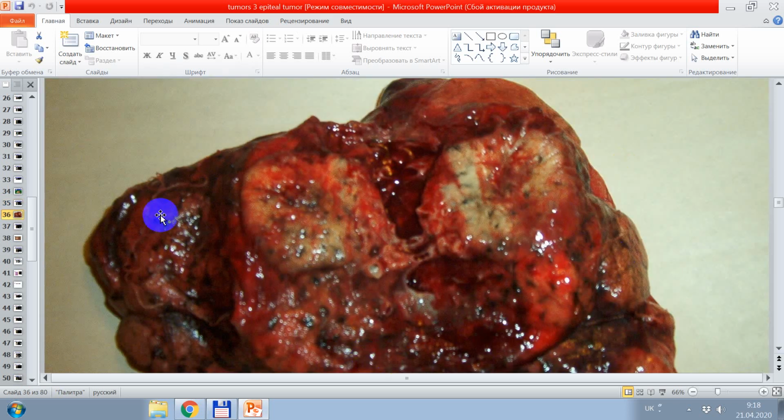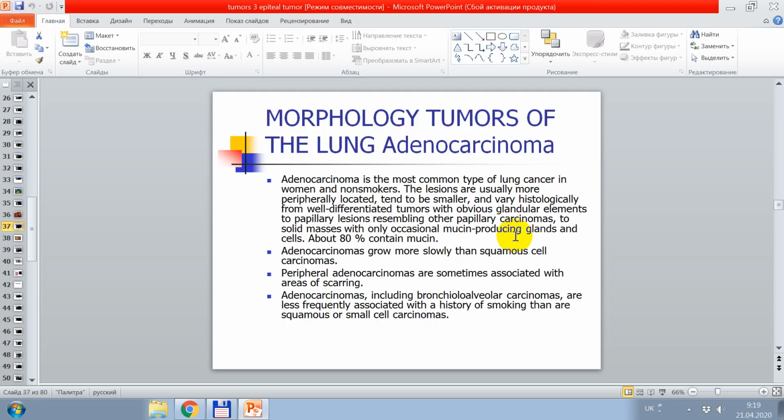This picture too demonstrates adenocarcinoma of the lung. You can see large white spots demonstrating adenocarcinoma. Morphology: tumors of the lung, adenocarcinoma. Adenocarcinoma is the most common type of lung cancer in women and non-smokers.